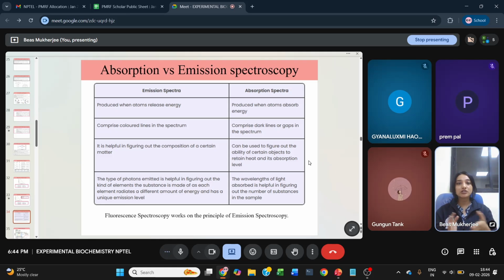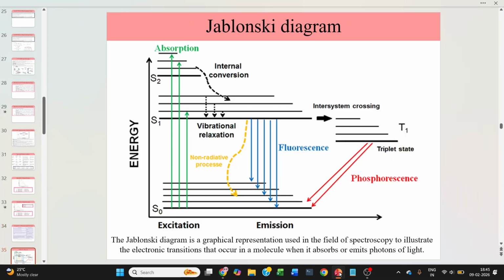Okay. So emission spectroscopy is produced when atoms are releasing energy, and comprises colored lines in the spectrum. So the colors that we see often correspond to fluorescence spectroscopy. It is helpful in figuring out the composition of a certain matter, and the type of photons emitted are helpful in figuring out what kind of element the substance is made up of. So we'll talk about this in detail now.